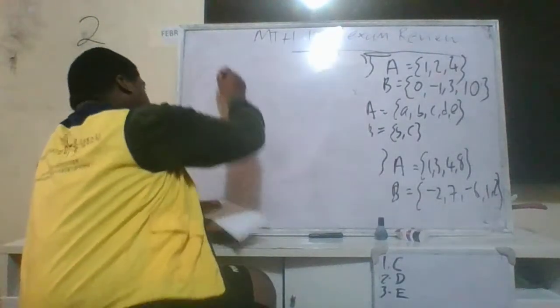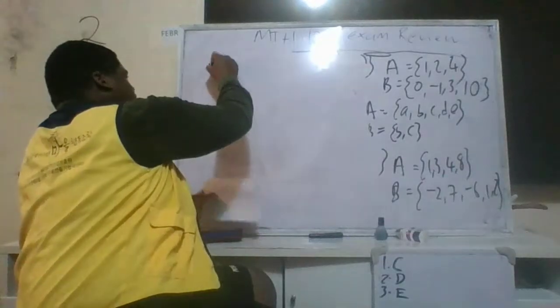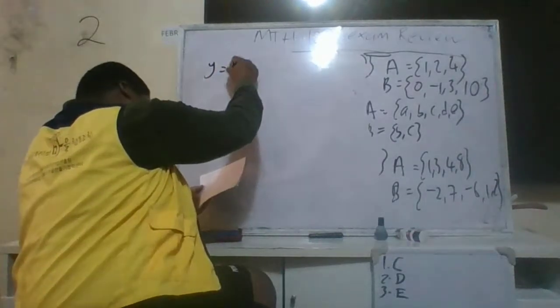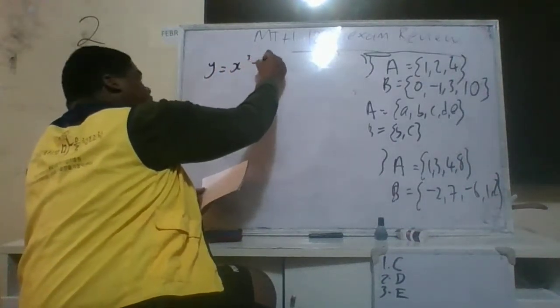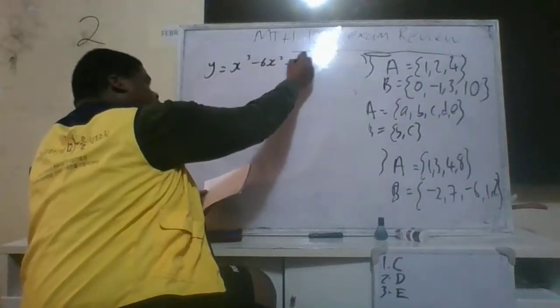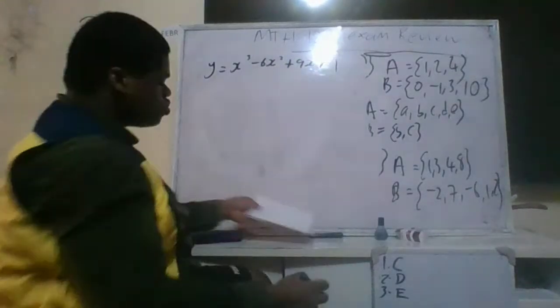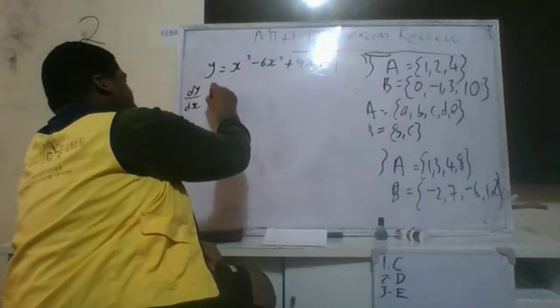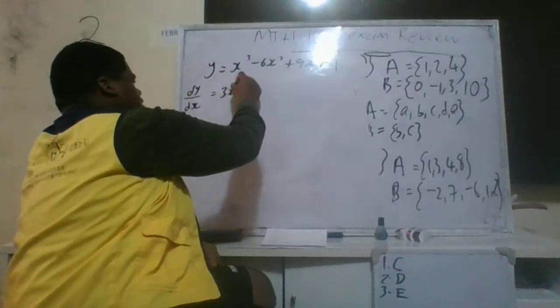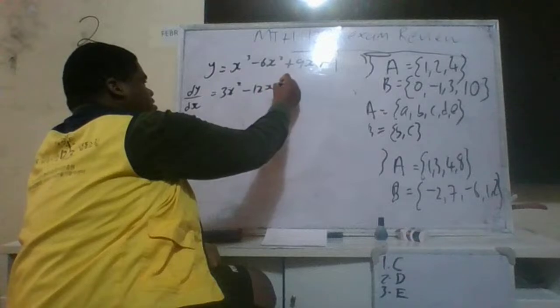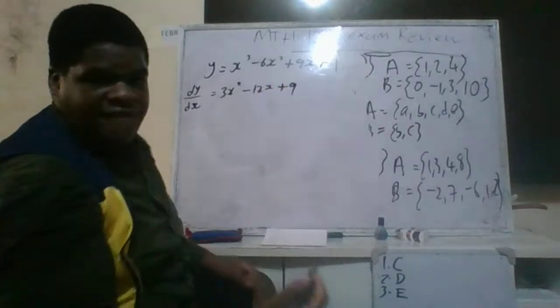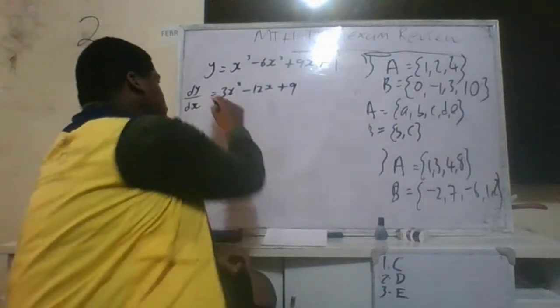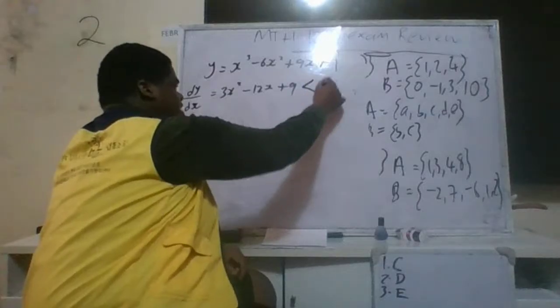Instead of f of x, let's say y equals f of x. Then y is going to equal x to the power of 3 minus 6x squared plus 9x plus 1. So we want to find dy dx, so you're differentiating the left hand side and the right hand side. dy dx is going to equal 3x squared minus 12x plus 9. So what are we finding for when it's decreasing? That means 3x squared minus 12x plus 9 is going to be less than 0.